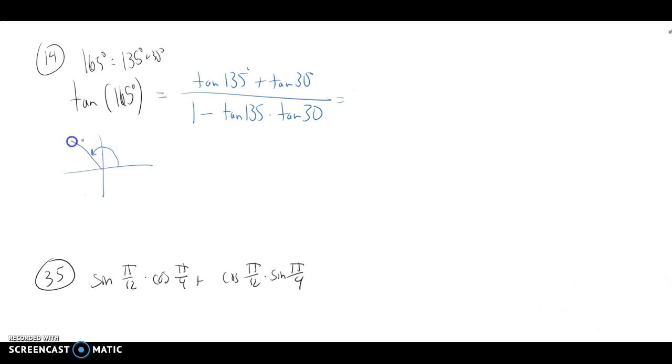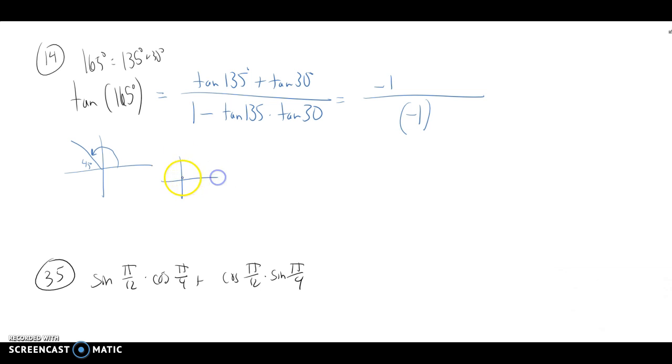135 degrees is in the second quadrant. Its reference angle is 45 degrees. The tangent of 45 is 1. But since we're in the second quadrant, this tangent is going to be negative 1. So anywhere there is a tangent of 135, I'm going to put in a negative 1.